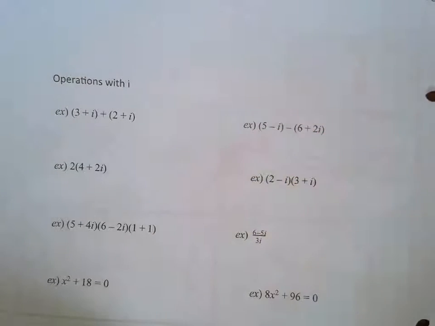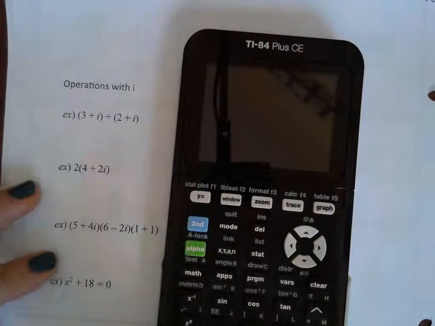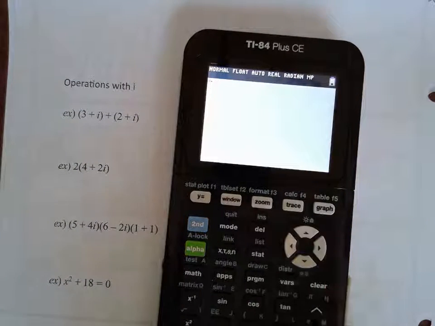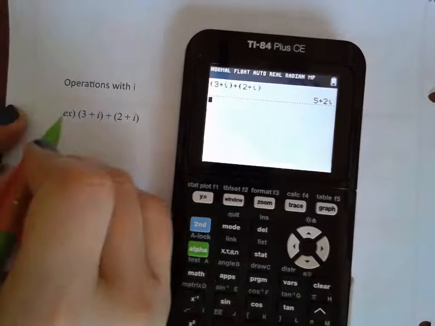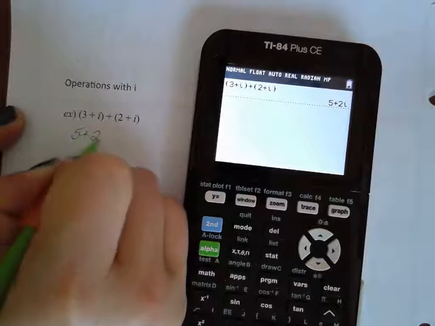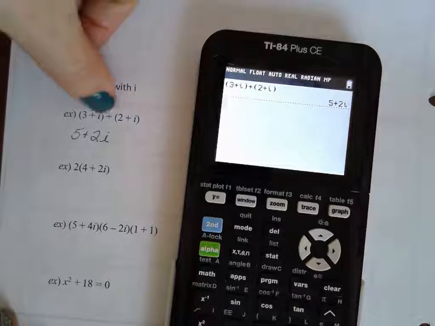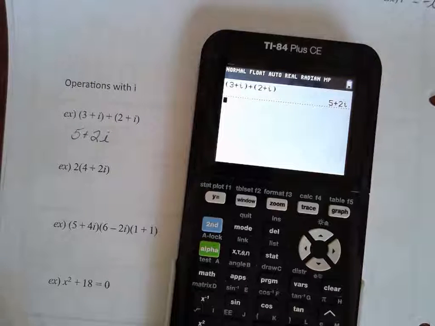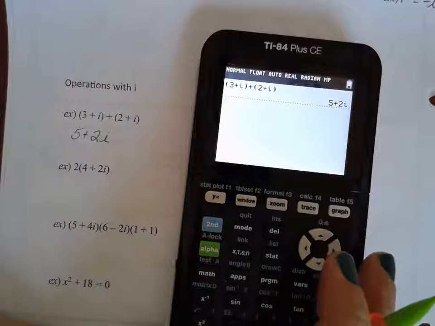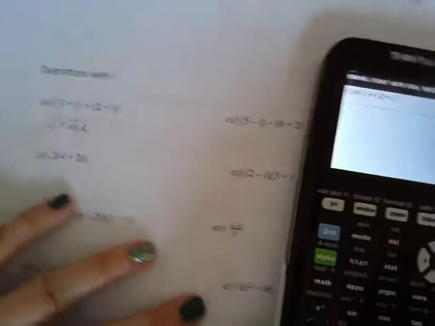I just want to show you how nice it is if you are doing it in your calculator, or just to check your work. So the first one, put the parentheses, like put everything just like the problem has it, plus 2 plus i, like that. And that's your answer, 5 plus 2i. And you would get that if you did it mentally too. 3 plus 2 is 5, and then i plus i is 2i. So it's not terribly hard. You kind of treat it like it's an x, like it's a variable.